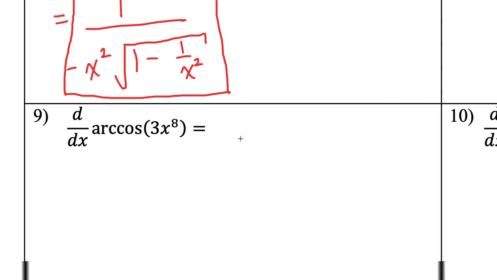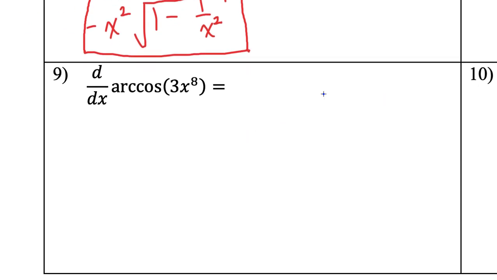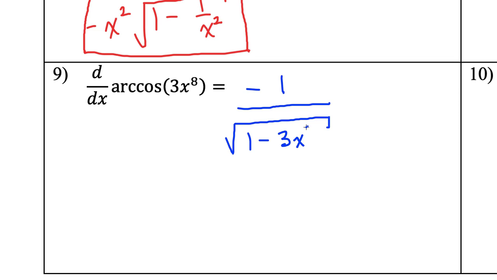Number 9, arc cosine. So arc cosine is basically the same thing as arc sine, but just negative. So negative 1 all over the square root of 1 minus that x thing squared. This x, in this case, the inner, is 3x to the power of 8. That squared times our doubter. That was doubter, times dinner. The 8 is going to come down in front. 8 times 3 is 24. 24x, and then 8 goes down to the power of 7.